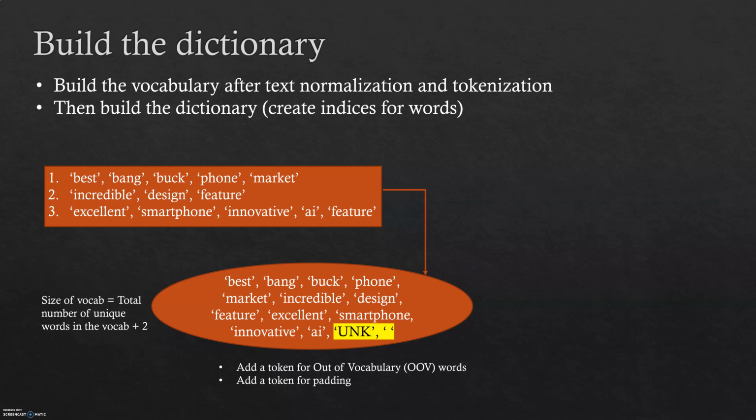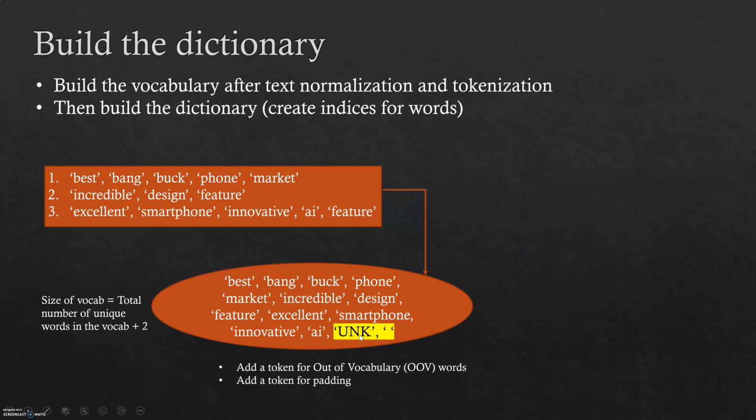I want to point out one thing. As you can see here, the vocabulary contains all of the unique words, but I have two special things in the vocabulary, which is UNK, which stands for unknown, and an empty string. So these are two special tokens that are added to the vocabulary.